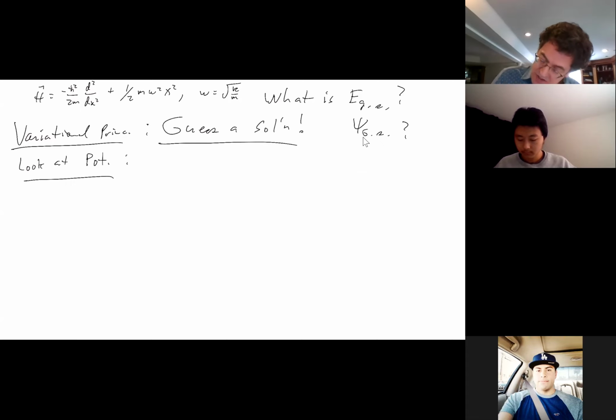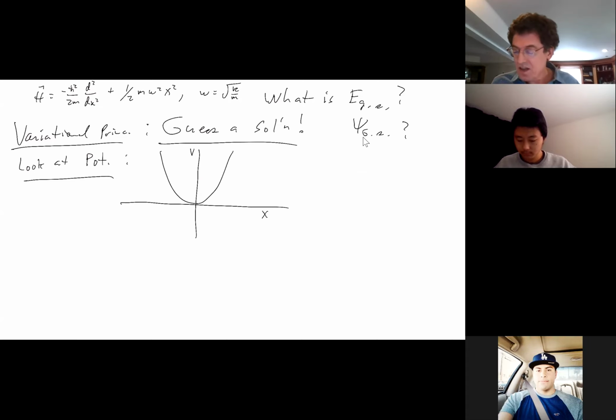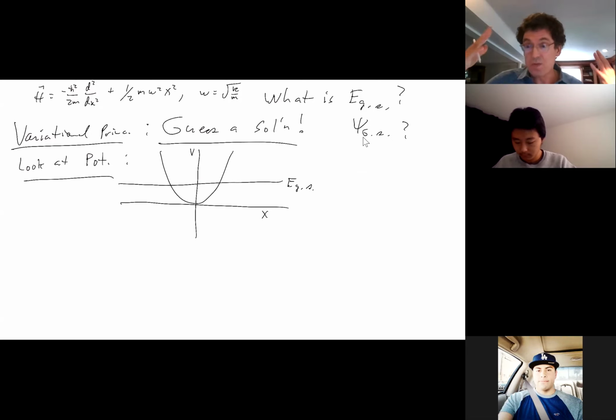And so here's the potential, right? It's a parabola. All right, that's V as a function of X. Okay, so now let's pick an energy. So suppose that this is the energy. Ground state, because the ground state has to have some energy. It's got to be somewhere, so let's just assume it's there.